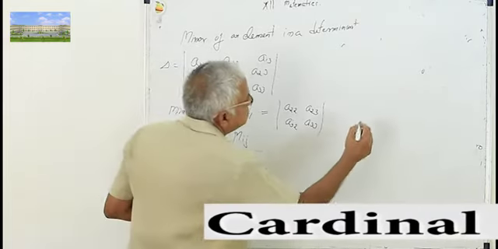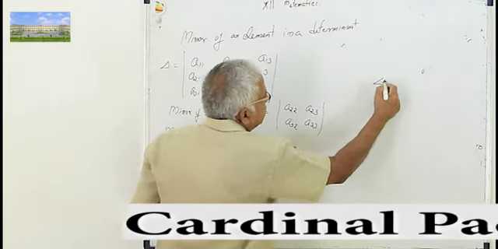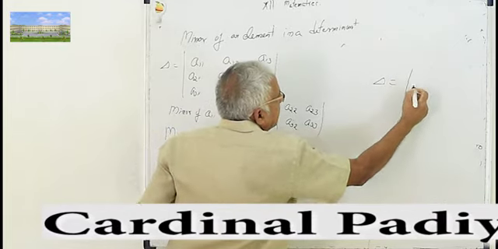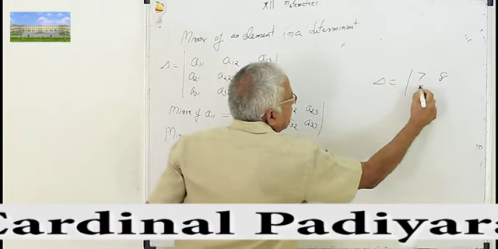For example, delta is equal to the determinant 7, 8, 9, 3.